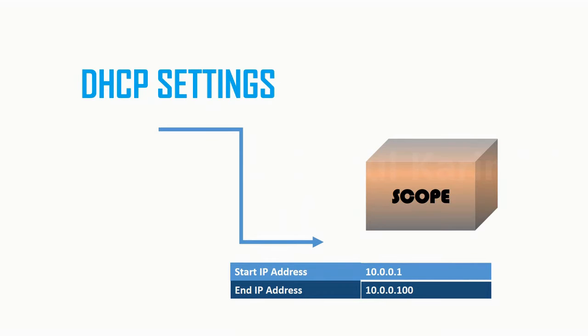The scope contains the start and end IP address of DHCP. When we are assigning IPs for 10 client systems dynamically, the DHCP scope will assign 10 IP addresses to the client systems. We can configure the starting IP address and ending IP address for assigning to clients.